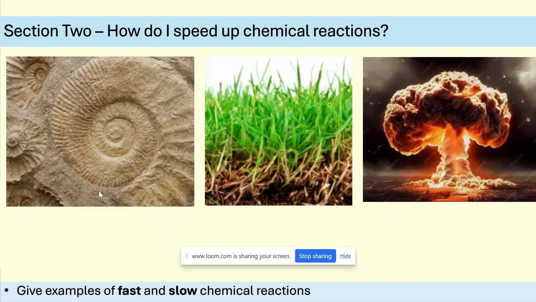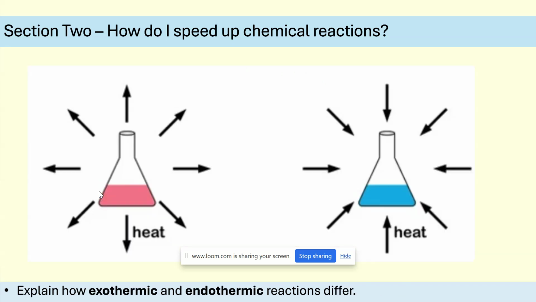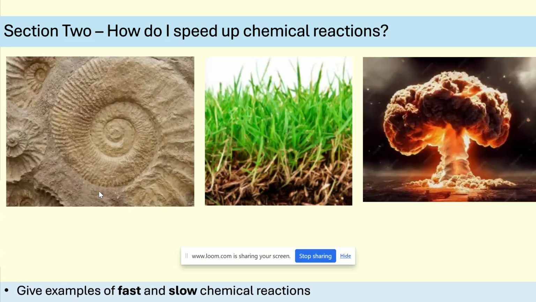Looking at the rate of reaction, there are some reactions that are quite slow. Take fossilization: when things die millions of years ago and go underneath the soil, they're compressed, and a chemical reaction takes place where biological compounds are replaced with other compounds. That takes millions of years. Grass growing is relatively quicker, it has a faster rate, but it still takes days and days for a few centimetres of growth. Whereas an explosion, or lighting something on fire, combustion, is a relatively quick reaction. So fossilization and grass growth are slow, whereas an explosion is quite fast.